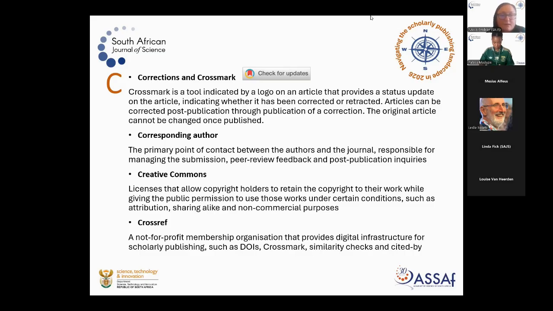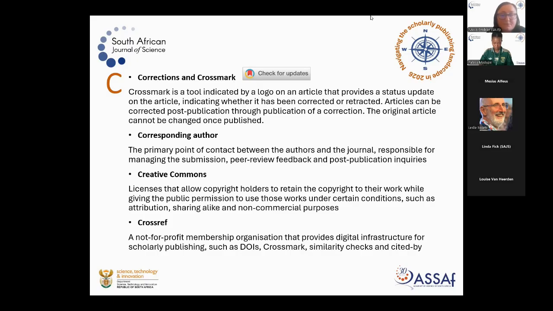Creative Commons is a license that allows copyright holders to retain the copyright to their work while giving the public permission to use those works under certain conditions. Some of those conditions include attribution, share alike, and non-commercial purposes.